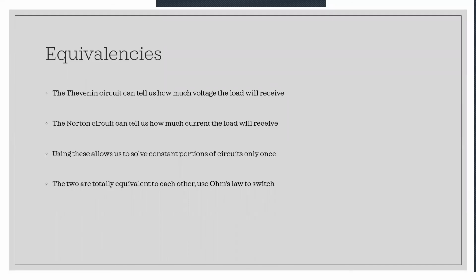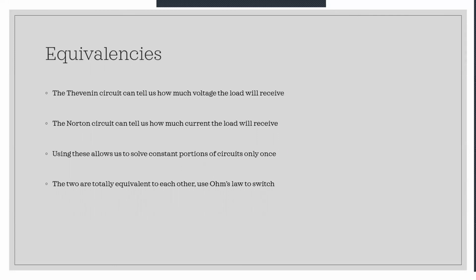So each of these types of equivalencies have their own use. If we need to know the current that will flow into the load, we would use the Norton equivalent circuit. The load resistance and the Norton resistance will share the supplied current proportional to the resistance values. For example, if the load resistance is half the Norton resistance, the load will receive 2/3 of the supplied current based on sharing.